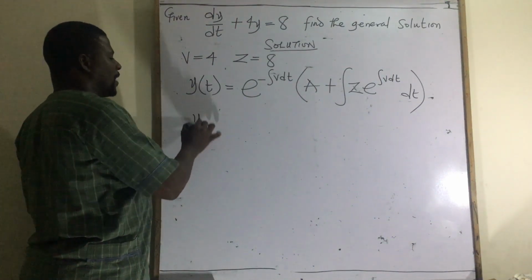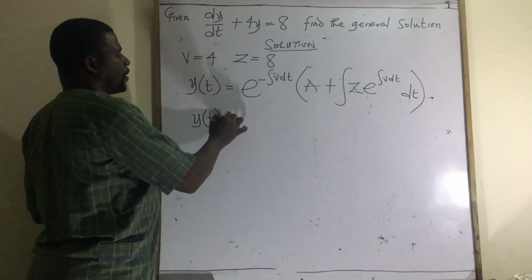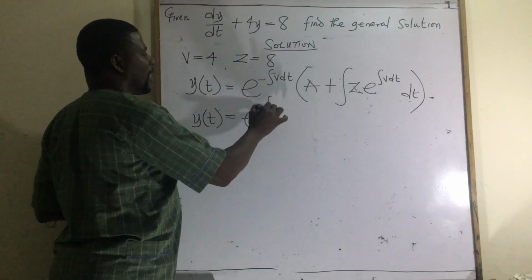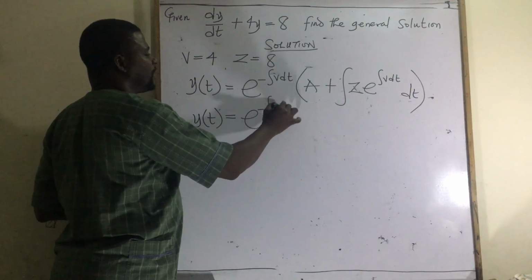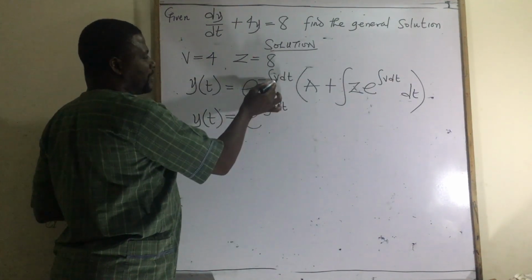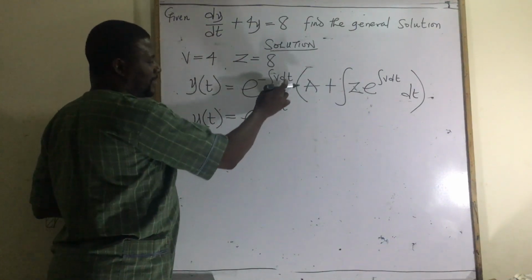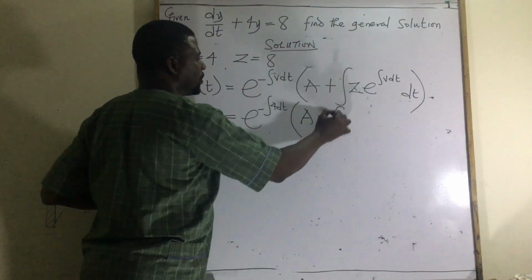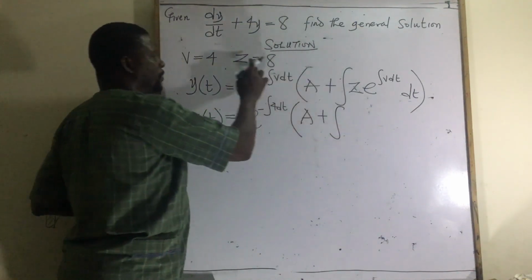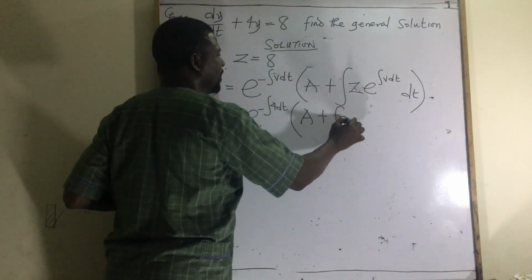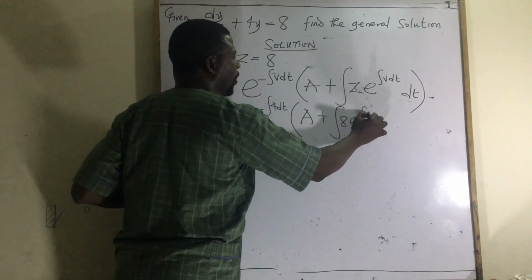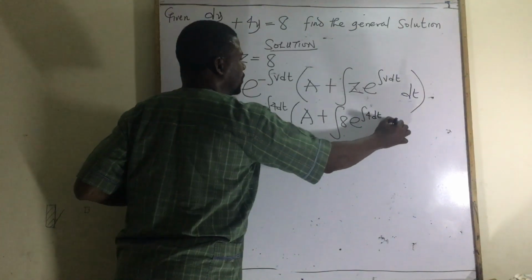So I can now say that y(t) equals e to the power of minus integral of 4 dt. Where I see v, I put 4. I still write the dt, into bracket A plus integral of z. What's my z? 8. 8 e to the power of integral of 4 dt, dt.